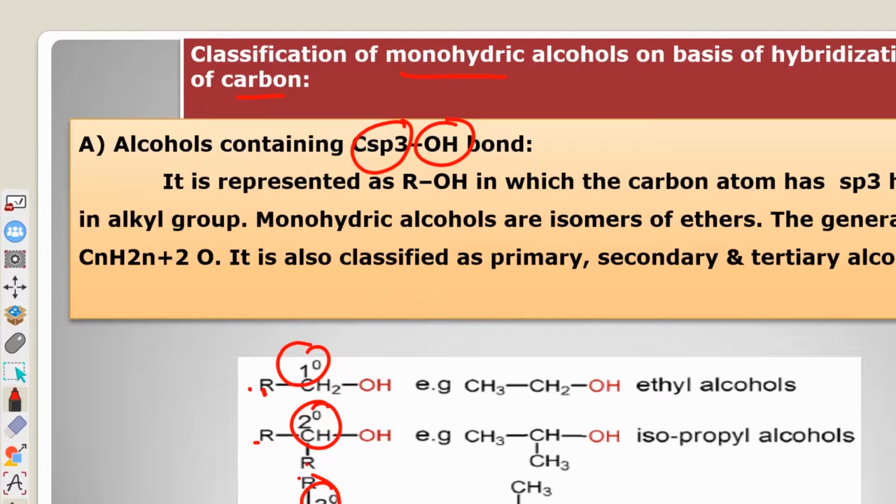So if you come to the general formula of alkane, what is the general formula? CnH2n+2, am I right? N indicates the number of carbon atoms, and if it is 2 carbon atoms, how many hydrogen atoms will be there? 6 hydrogen atoms. So if one of the hydrogen atoms I replace with the OH group, it is said to be an alcohol.